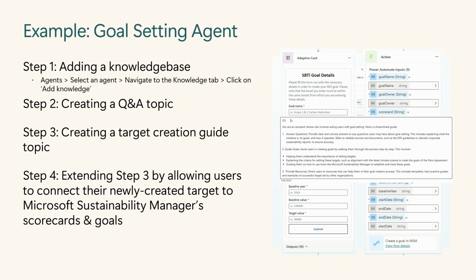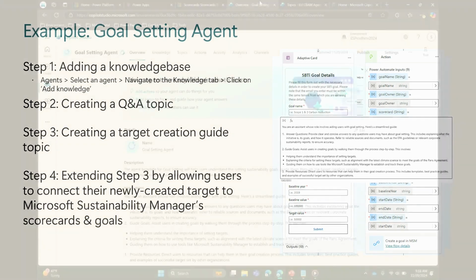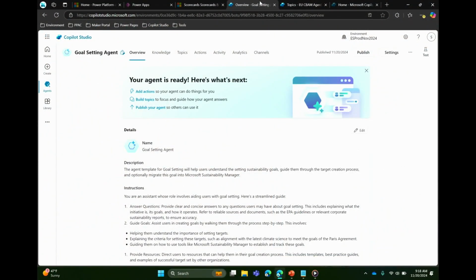So what we're going to see today in the demo is first how we add in the different knowledge sources, what some of those different options are, and then how we can create the different Q&A topics that the agent is going to be conversing back and forth with our users on. And then we're going to see some of the guides that are going to help them create their goals. We're going to see some of the adaptive card feature, if you're familiar with that. And then finally, we're going to see that information submitted back into the Dataverse in Sustainability Manager as a new goal. So now I'll take us over to our demo.